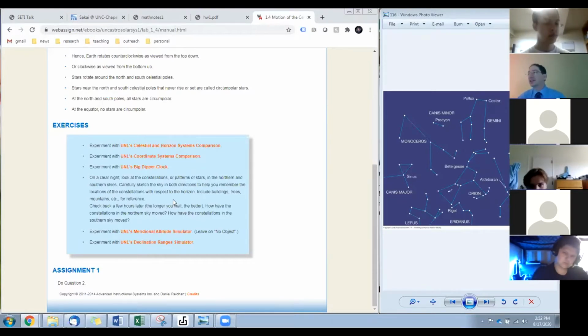So the way to do this is go out maybe early in the evening when it's just gotten dark enough that you can see some stars. It works best if the moon is down or not very bright. And towards the north, start by drawing some reference points, like if there are buildings and trees, draw them, and then draw the bright stars. You don't have to draw every star in the sky, but bright stars, you can even connect them. You can make your own constellations. And then do the same in the southern sky. And then come back a few hours later and do it again to notice the motions.